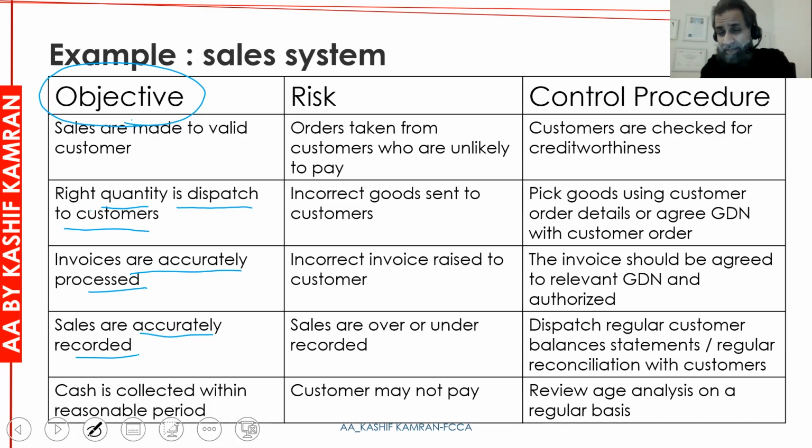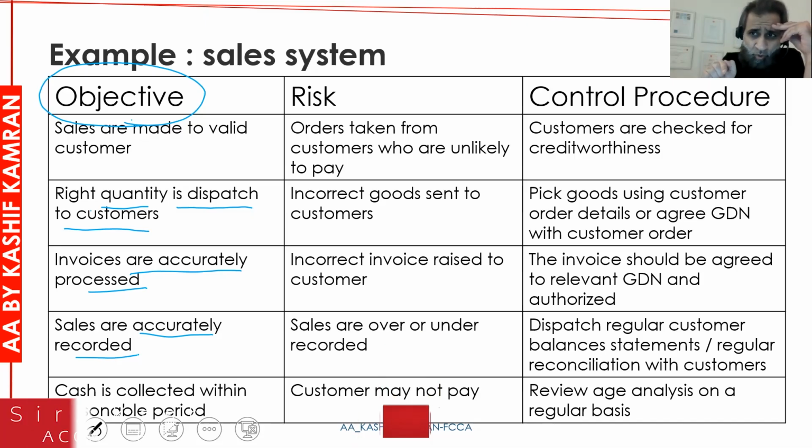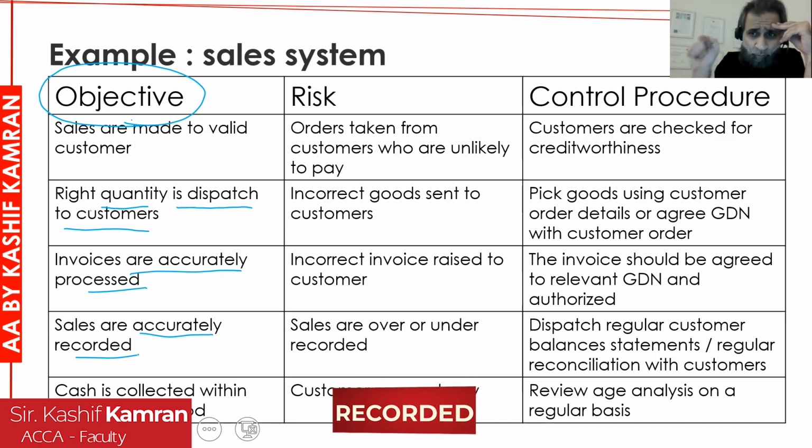So when I am making a system as a management, sales system, purchase system, payroll system, cash system, expenditure system, I should first sit down with a pen and paper and think about what is the purpose, why I need to have a system in place. Now, I know I need to have a system in place because I want to ensure that the sales are made to the approved customers only.